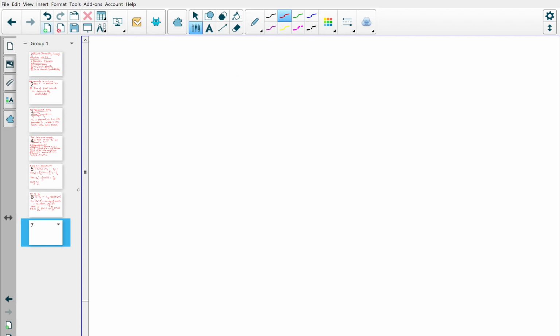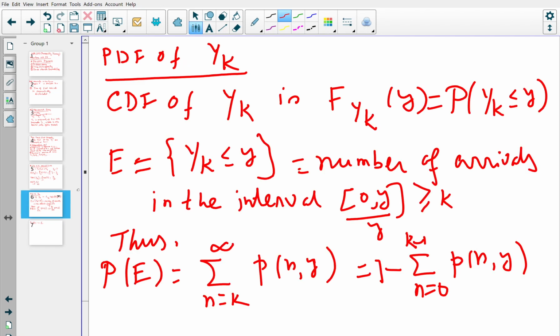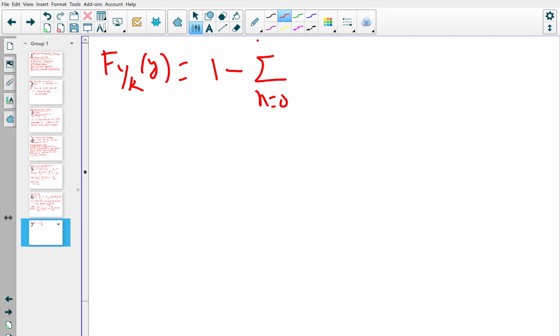And now you can easily find this probability. So F_{Y_k}(y) will be equal to 1 minus the summation of p_y(n). What is p_y(n)? This follows the Poisson process, the number of n arrivals, right? Poisson process with parameter: if the rate of the process is lambda and the time length is y, then the parameter for the Poisson process will be lambda times y, right? So this will be the summation for n equal to 0 to k minus 1 of (lambda y) power n into e power minus lambda y by n factorial, right?